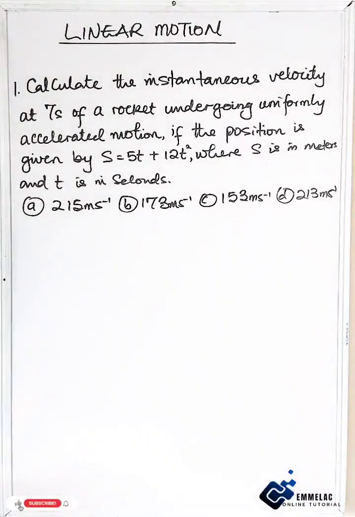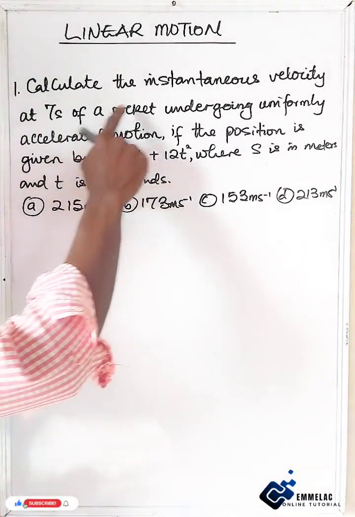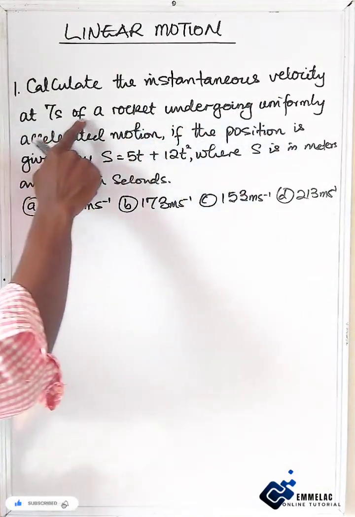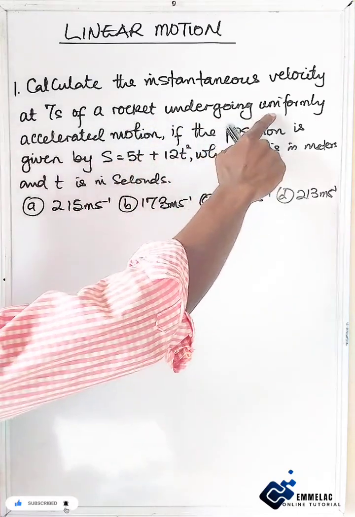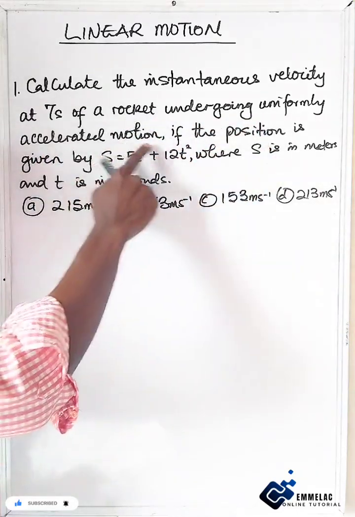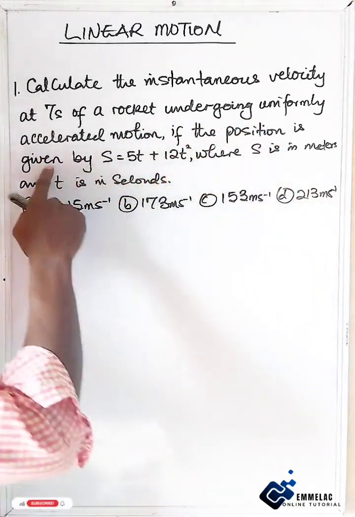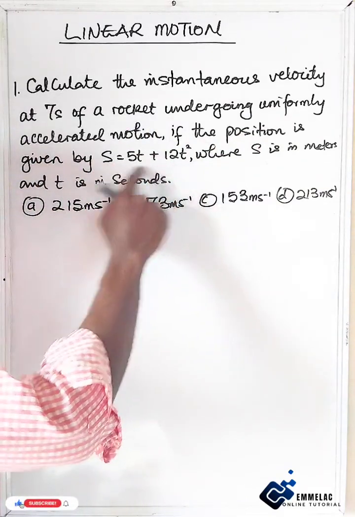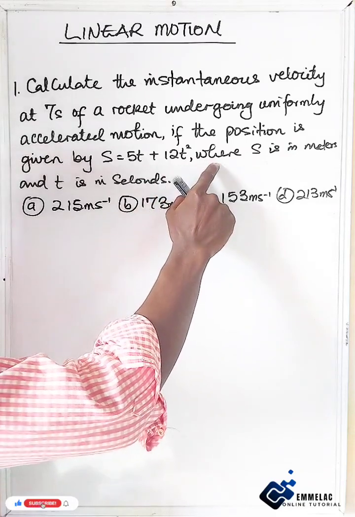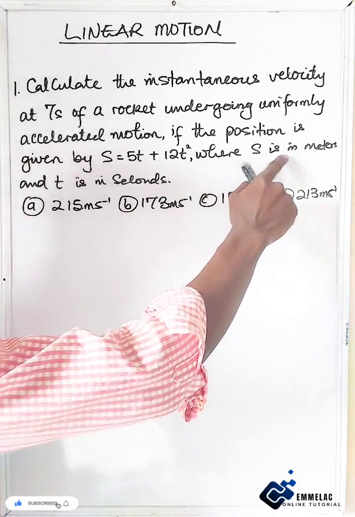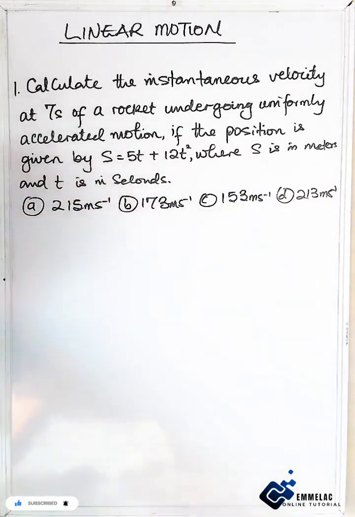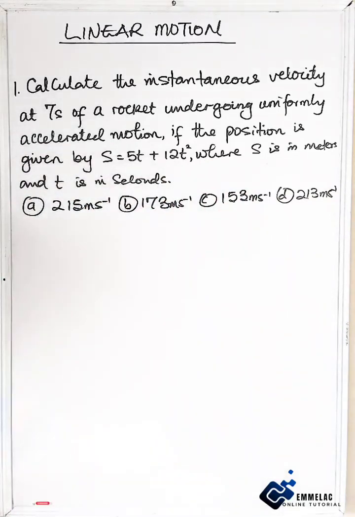Now before us is this question in linear motion. Calculate the instantaneous velocity at 7 seconds of a rocket undergoing uniformly accelerated motion if the position is given by s equals the above equation, where s is in meters and t is in seconds. Now here are the available options.